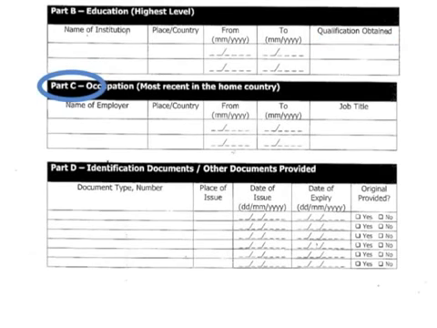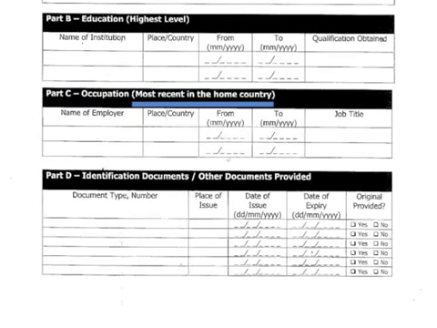We are now on Part C. You are asked here about your last profession or occupation in your home country. If you have never worked, you can leave this part blank.